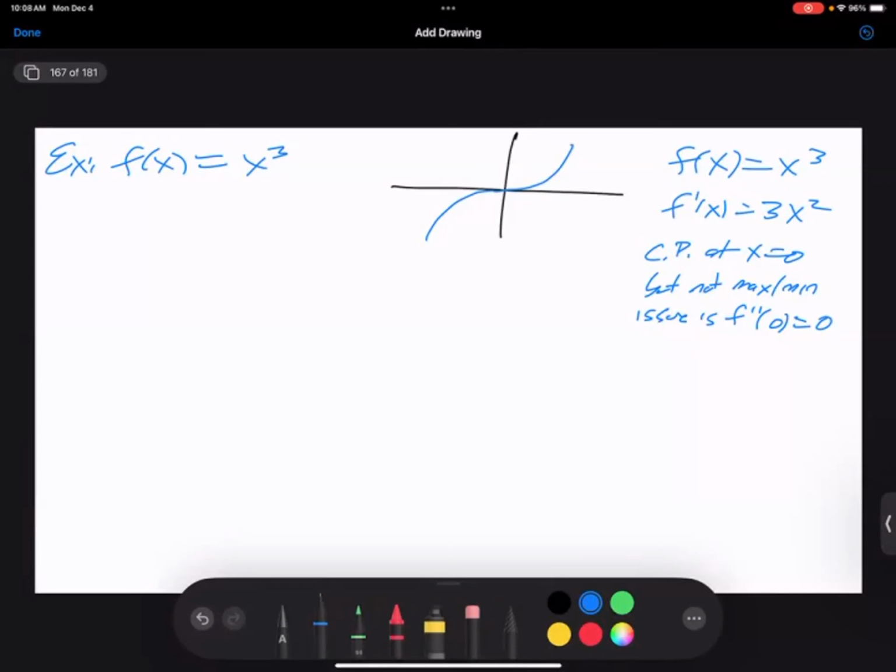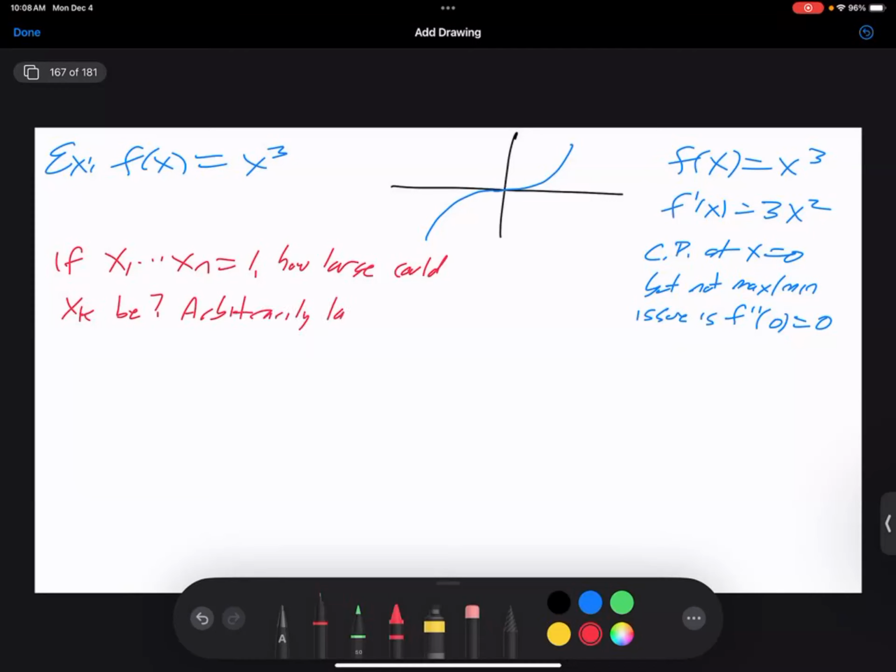Well, if the product is equal to 1, what can you tell me about how large things can get? So how large could xk be? Arbitrary, right? What if (x1 + ... + xn)/n equals 1? How large could xk be? At most n.